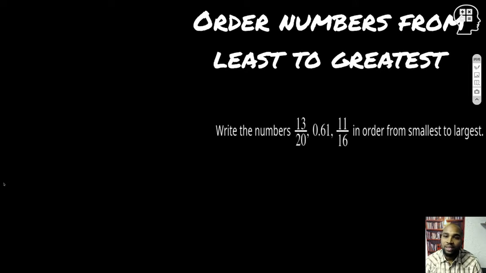Today, we will be discussing ordering numbers from least to greatest. So you'll get problems like the one you see on your screen here. Write the numbers, the fraction 13 over 20, 0.61, 11/16, and order them from smallest to greatest. So it's important that we know how to take numbers in different forms, fractions, mixed numbers, decimals, and put them in a way that it's easy for us to put them in order from least to greatest. So let's see how to do this.